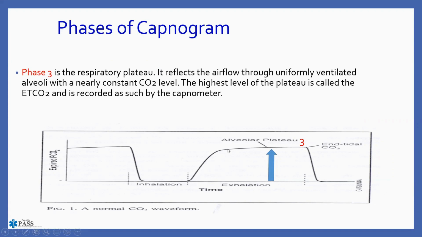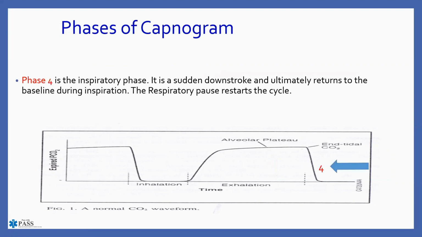So if we have this uniform plateau, it's plateauing, plateauing, plateauing. The final right side before we end up having phase 4 or inhalation, that is the most concentrated CO2 that they are exhaling. And that is where we get the number of 35 to 45, or whatever that number would be. That end-tidal CO2 is that far right corner. Phase 4 is then the inspiratory phase. So you have finished exhalation. We got our end-tidal CO2 number based on the most concentrated end-tidal CO2.